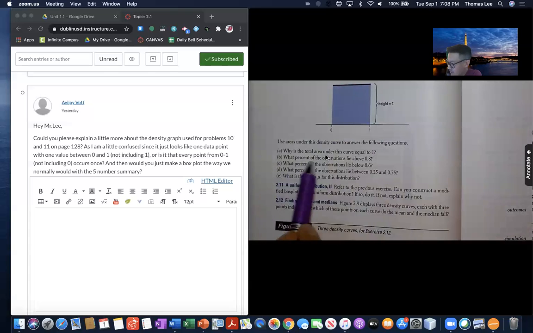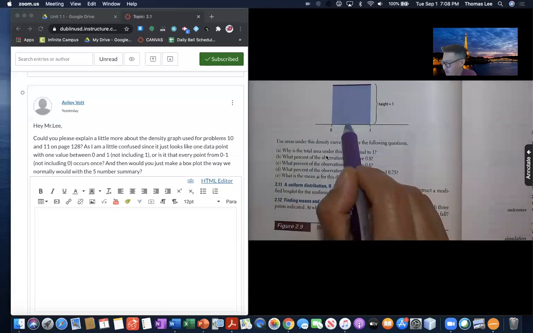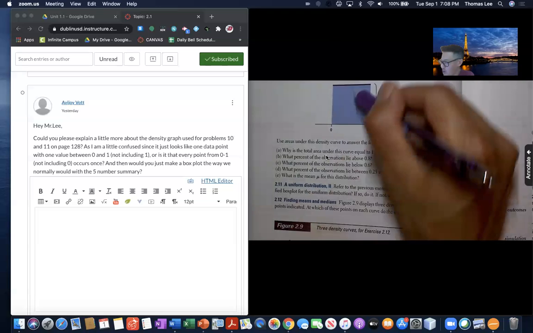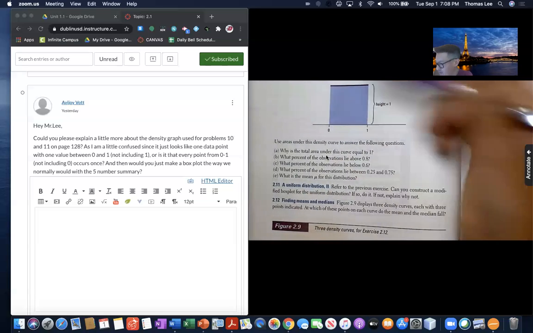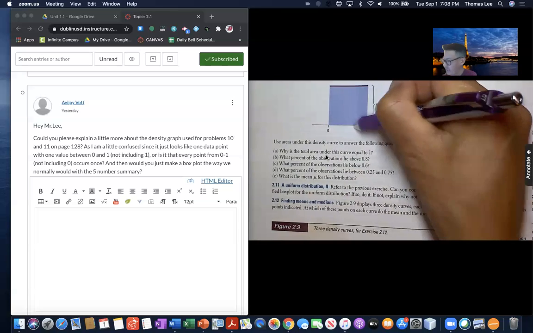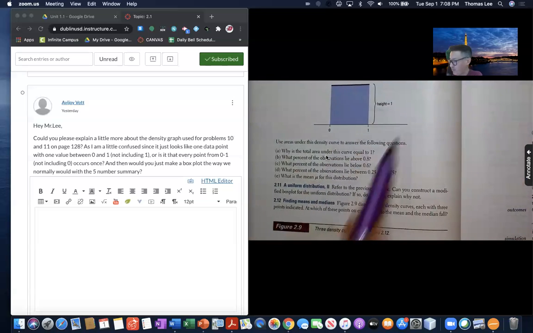Okay? What percent of the observations lie above 0.8? So where would 0.8 be, right? If this is some continuous scale, where would 0.8 be? Well, that'd be about 0.5, about 0.75. 0.8 would be somewhere here. So if I were to draw a vertical line at 0.8, how much of the data lies above or to the right of 0.8? Well, 20% of the data lies to the right of 0.8.